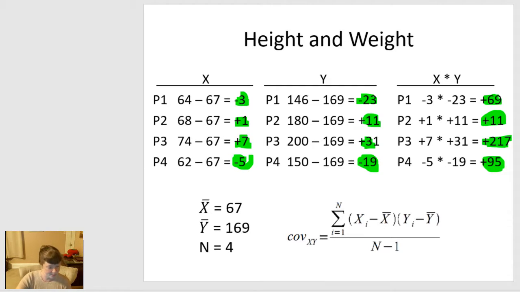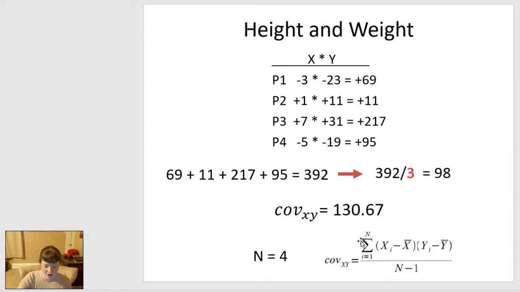Now, what's the next step? Well, the next step is to add all these together. I've gotten the cross products, and now I'm going to add these cross products together. 69 plus 11 plus 217 plus 95, right? Now, let's say there had been an exception to this rule. Let's say there had been a person who was above average on one but below average on the other. I would end up with a negative cross product and thus a negative number down here, making this summation smaller, right? Because that would violate the pattern, making the pattern smaller.